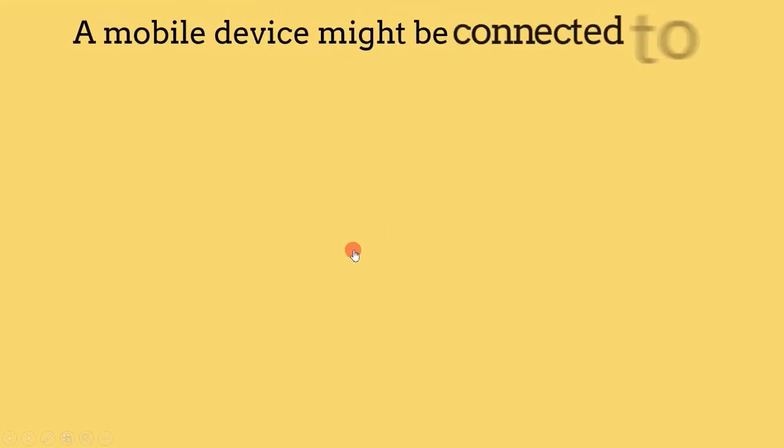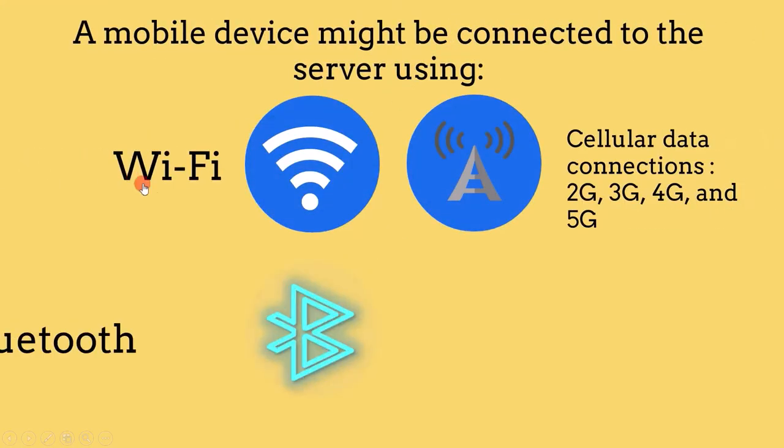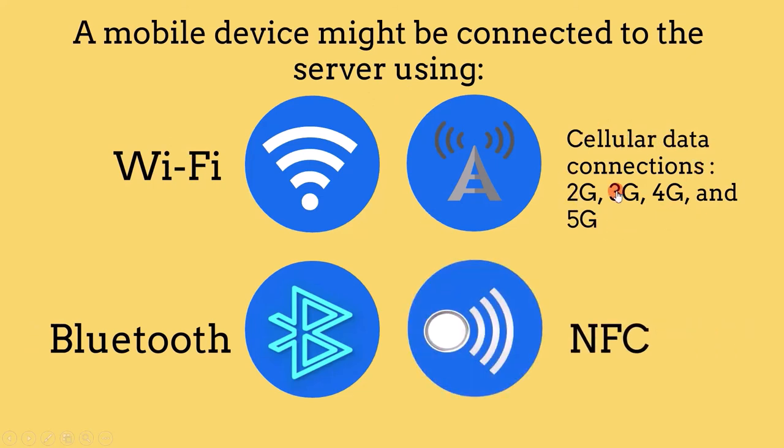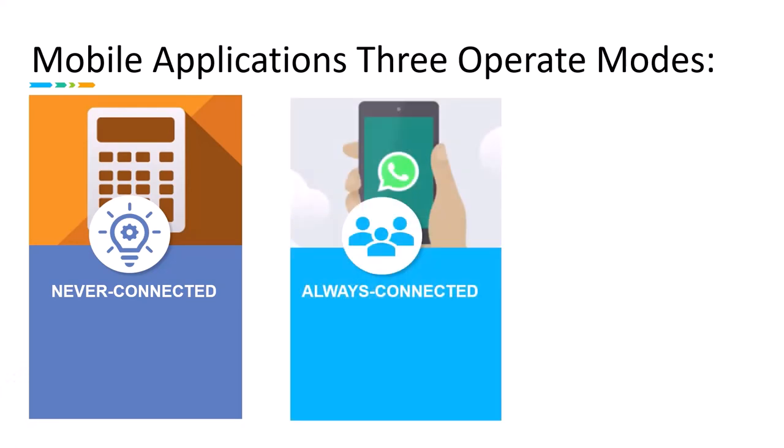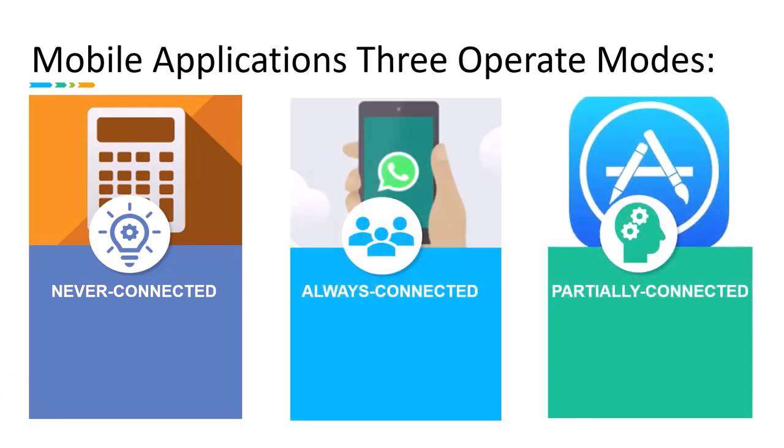A mobile device might be connected to the server using Wi-Fi, cellular data connections such as 2G, 3G, 4G, and 5G, Bluetooth, or NFC, near-field communication. Mobile applications typically operate in one of the following 3 modes: never connected apps, always connected apps, and partially connected apps. Never connected apps work offline. No internet is required, and for example, a calculator app in mobile is a never connected app.